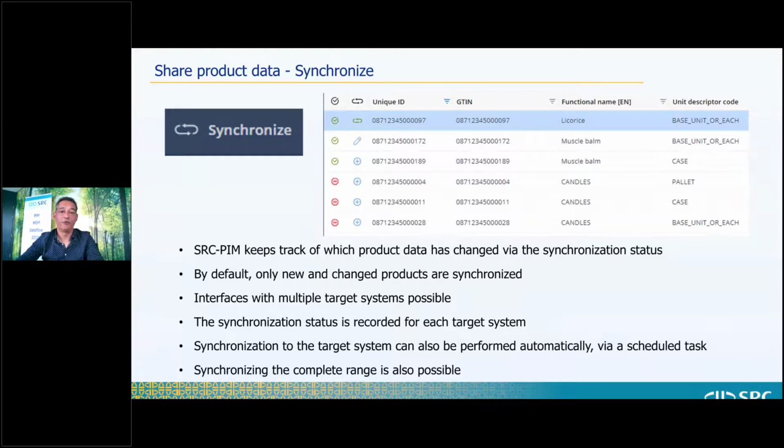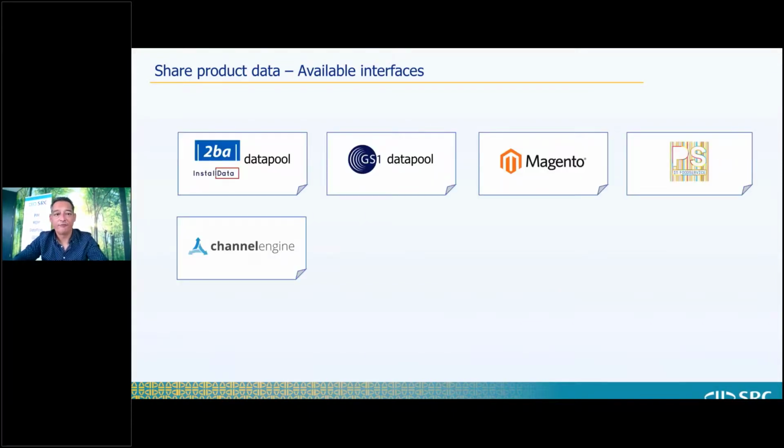And even though we don't advise it, it's also always possible to synchronize the complete range. Well, regarding the synchronization, there are some interfaces available within SRC PIM. So these are the default interfaces. So we have a connection with the 2BA data pool for eTIM GS1.